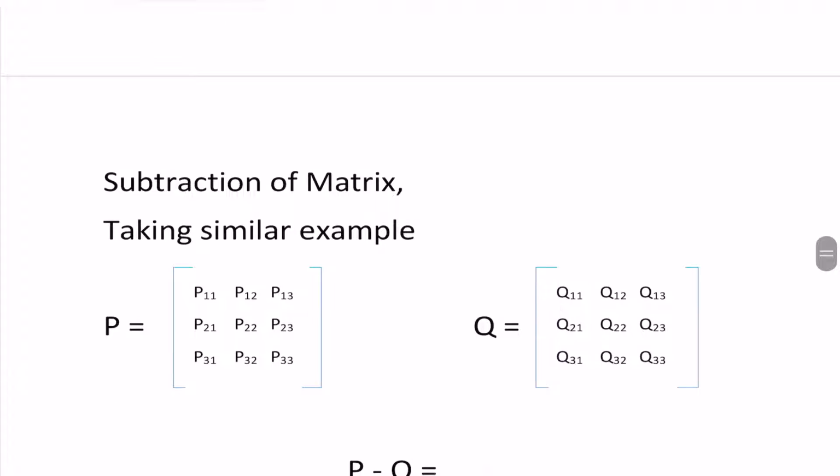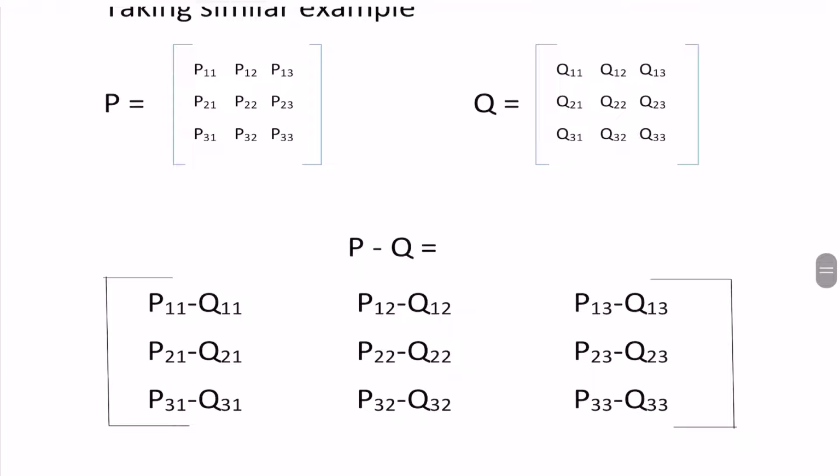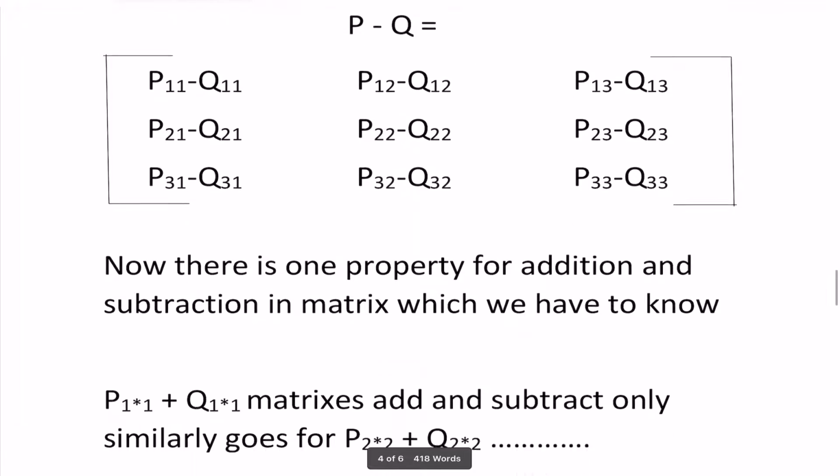Now subtraction of matrices, with a similar example. Here, P minus Q: P11 will be subtracted with Q11, P12 will be subtracted with Q12, and P13 will be subtracted with Q13. Similarly it goes for the others.